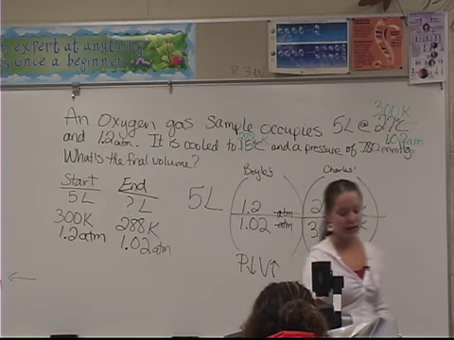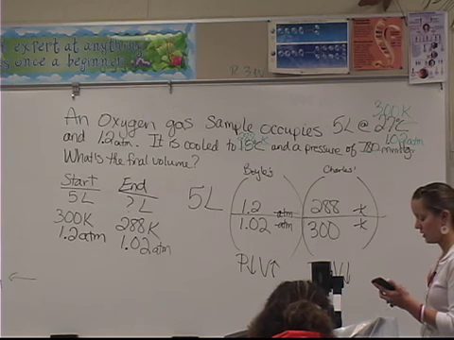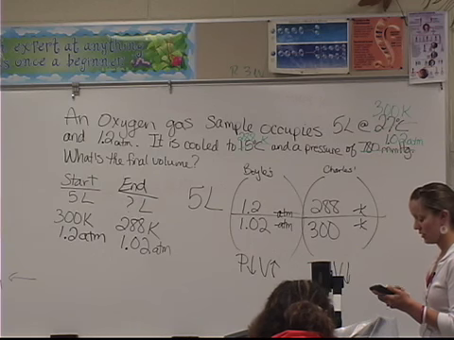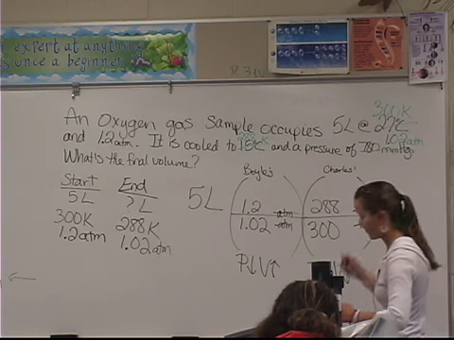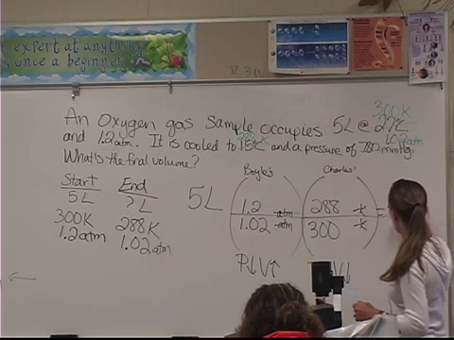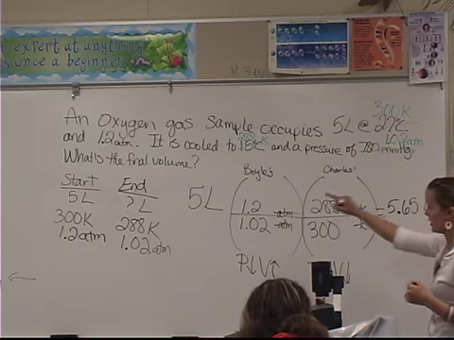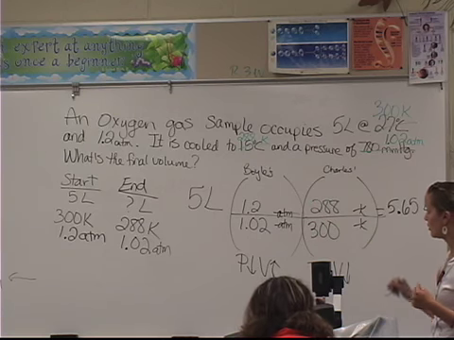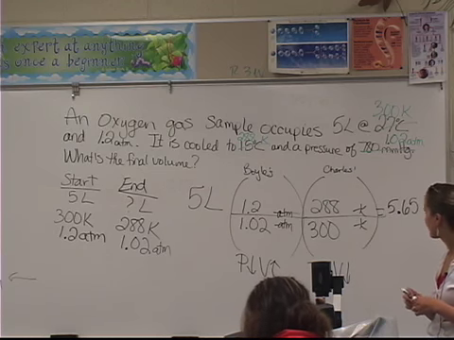So I would do 5 times 1.2 divided by 1.02 times 288 divided by 300. 5.65. What's my label? Liters. For 1, the question says, what's the volume? Volume is liters. And for 2, all the labels cancel except for the liters. So liters would stay there.